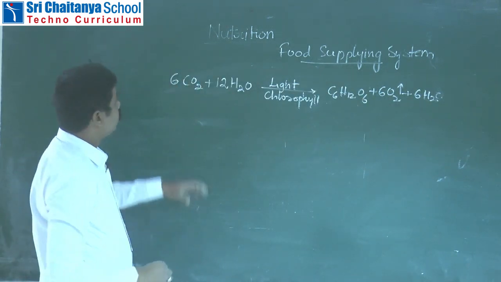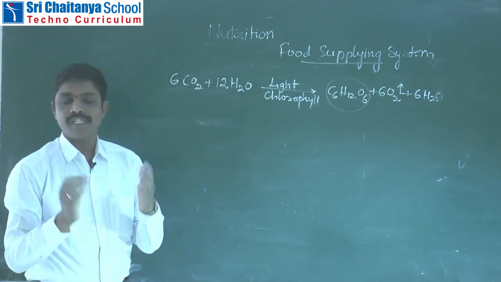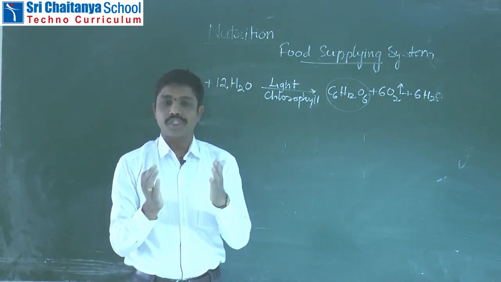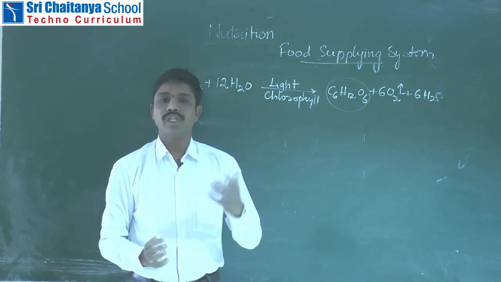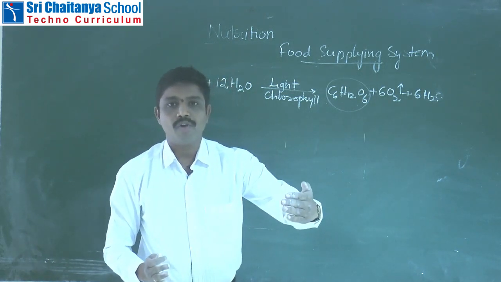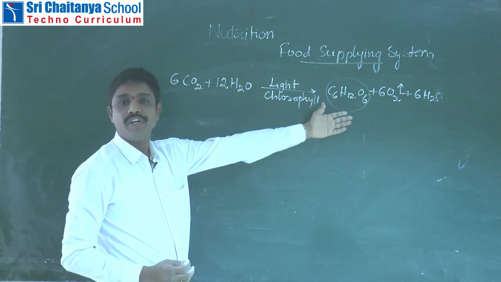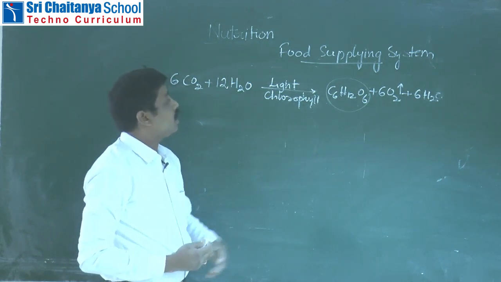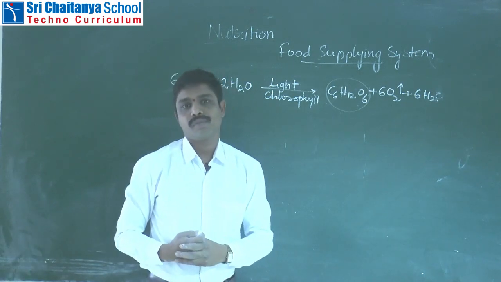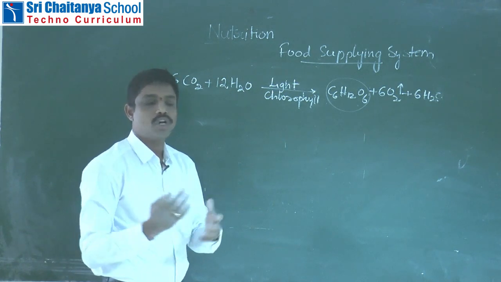First, here is glucose. That is, plants at first prepare carbohydrates in the form of glucose. Later, it is stored in the form of starch. You know that first it prepares glucose, which is transferred in the form of sucrose, and it is stored in the form of starch. But how can you prove that starch is synthesized? There is a simple experiment to know the presence of starch.